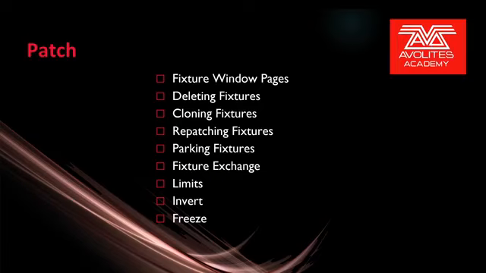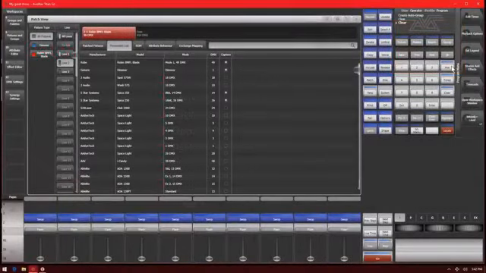So let's talk about fixture window pages, deleting fixtures, cloning fixtures, repatching fixtures, parking fixtures, fixture exchange, limits, inverts, and freeze. So after we've done patching, we go ahead and exit out. Again, instead of having to hit exit a bunch of times, we can click Avo and exit all the way out of the patch menu. If you're on the Titan One interface, actually, let me, sorry, I didn't show that. Let me get back into patch here just to show that.